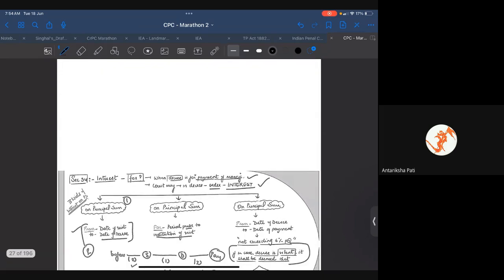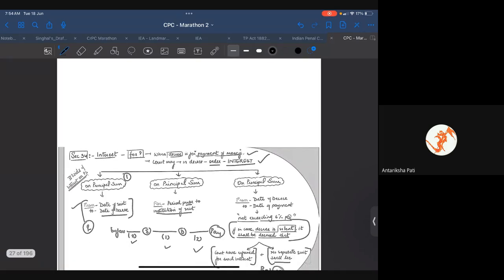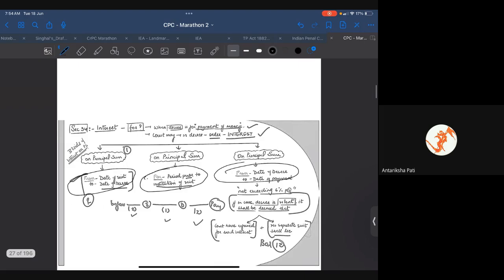Now, section 34, that is talking about interest. Section 34 says when a decree is for payment of money, then the court may in the decree order for interest. What kind of interest can be ordered? There can be three kinds of interest: before the date of suit, from the date of suit to the date of decree, and from the date of decree to payment. This is prior to the institution of suit, this is from the suit to the date of decree, and this is from the date of decree to the date of payment. All of these three interests can be ordered.